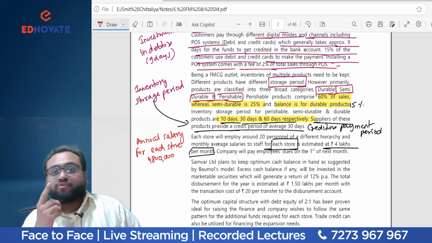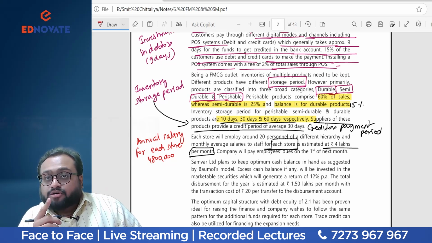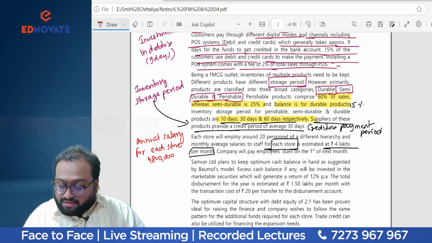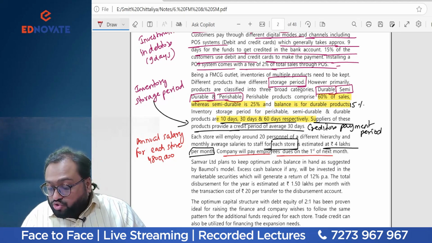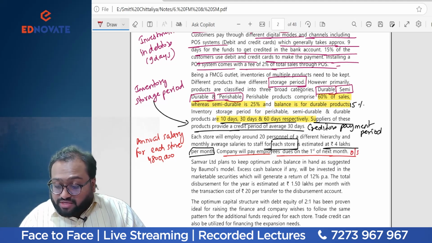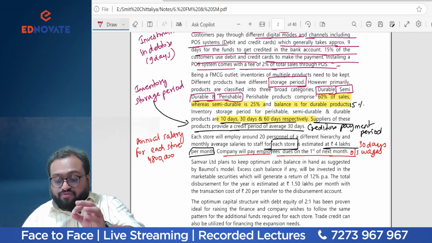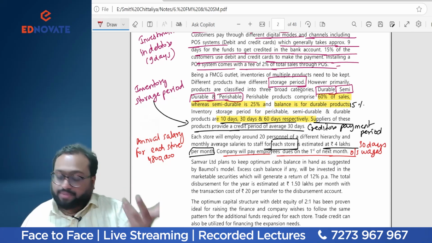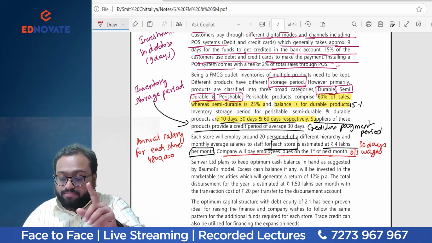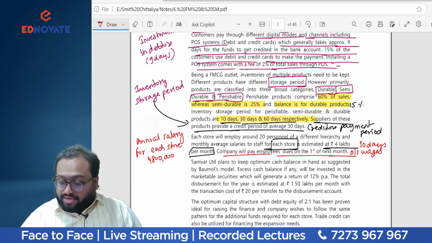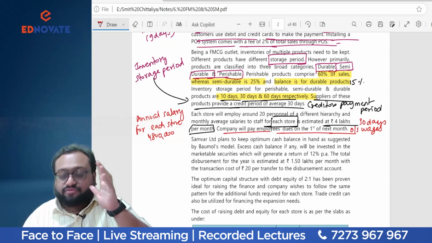So 4 lakhs is for one store for 1 month. So for 12 months it will be 48 lakhs, and the company will pay employees due on the first of the next month. Means there is outstanding wages. The company is paying after 30 days of completion, wages are paid. So there is a lag in payment. What I understand from this, the company will pay employees due on the first of the next month. Completely nice. So for 1 month there is outstanding wages. This also helps us in calculating the working capital.